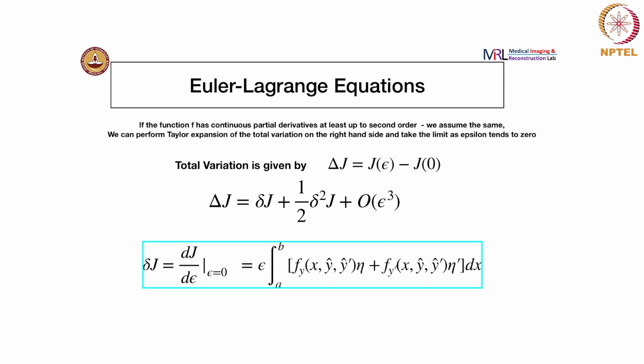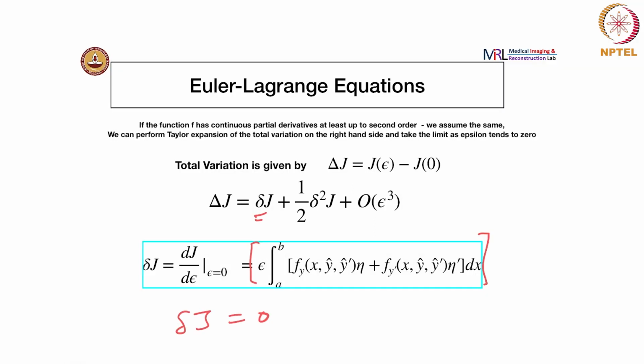The left hand side, the total variation, can also be expanded as a Taylor series, and once again the J of 0 will get subtracted out, because that's what we are expanding around. Once we do that, we get this term which is known as the first variation, which is nothing but dJ by d epsilon evaluated at epsilon equal to 0, and it will turn out to be this expression on the right. And for the minimum to occur at y hat, it turns out that delta J should be 0.